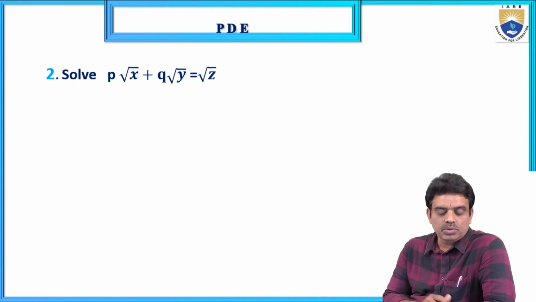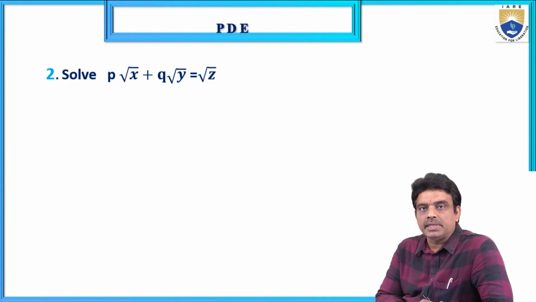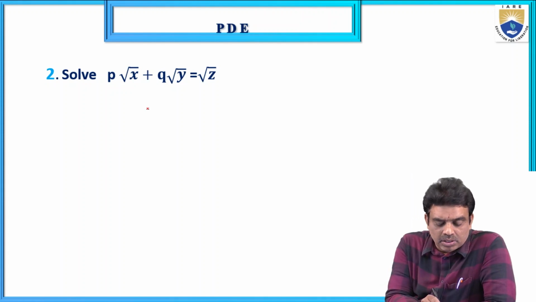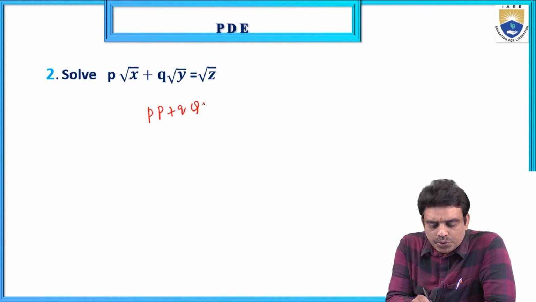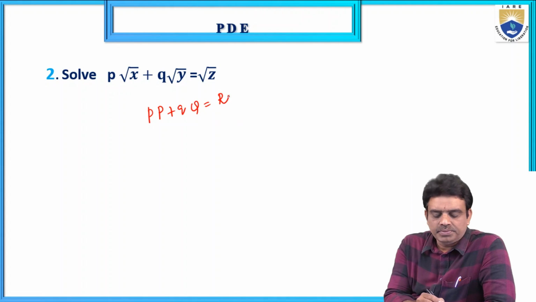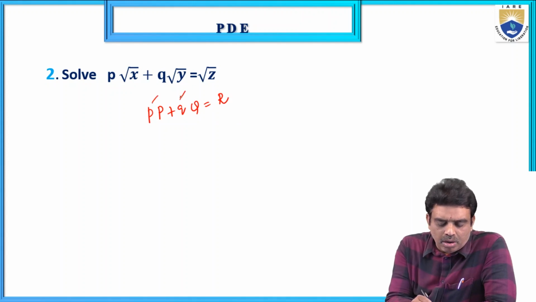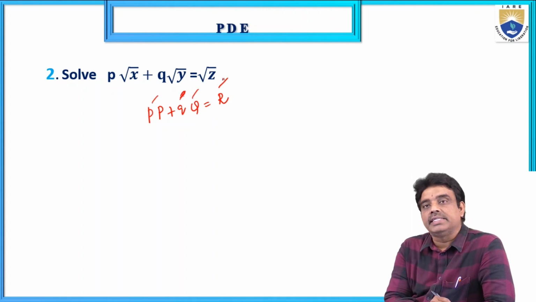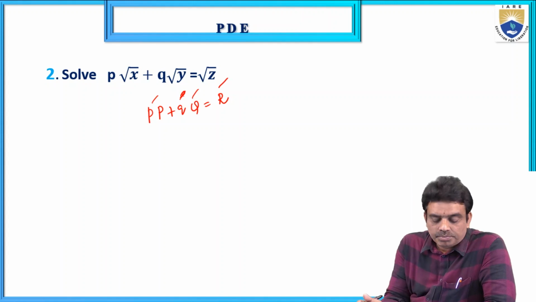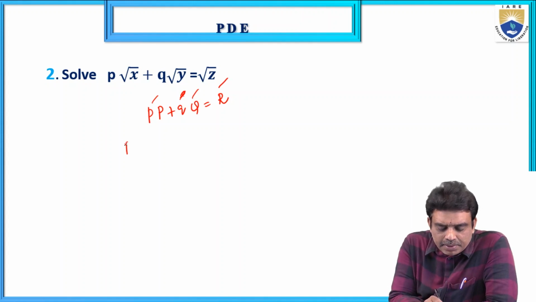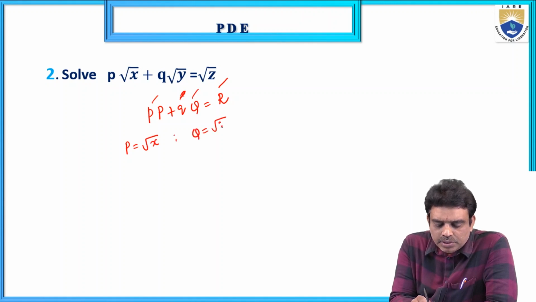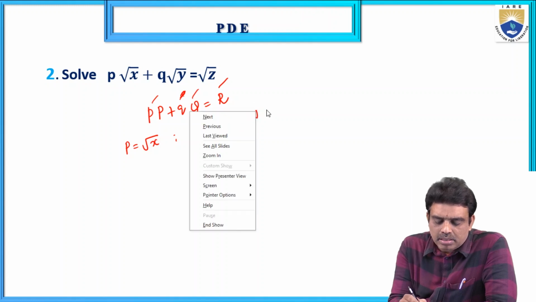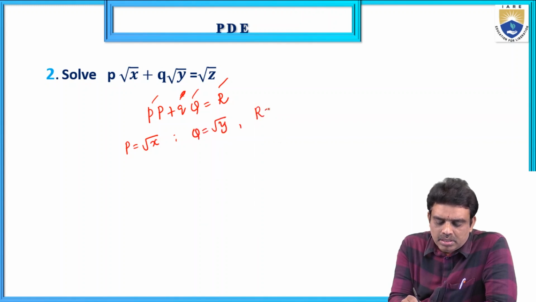This is also in the form Pp plus Qq is equal to R, where P, Q, R are functions of x, y, z. So here capital P is root x, capital Q is root y, and capital R is root z.